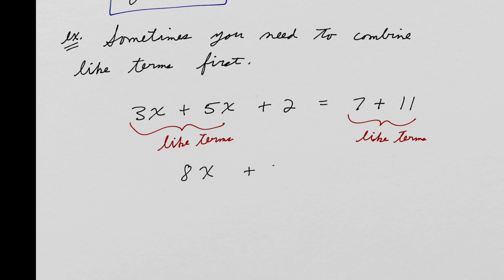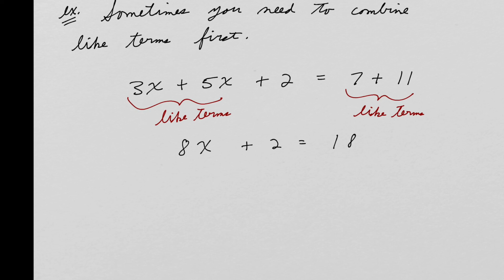So plus 2, and then the right-hand side, I can combine those constants. They're also like terms. What's 7 plus 11? That's 18. Okay, so I had to do that first. I had to combine like terms first. Now we can solve it using our techniques. Well, I want to isolate the 8x. So what do I need to do first? Well, I need to subtract 2 from both sides. Right? I need to get rid of that 2.